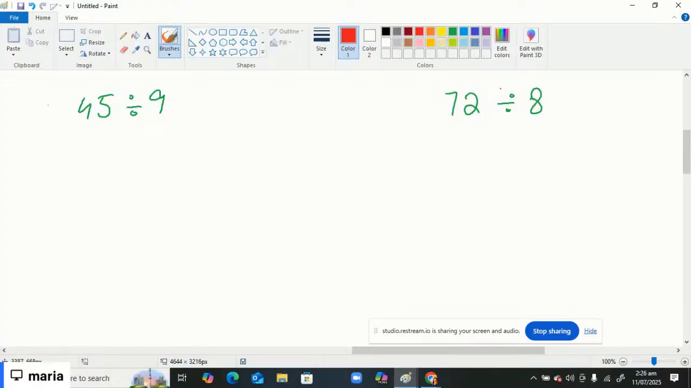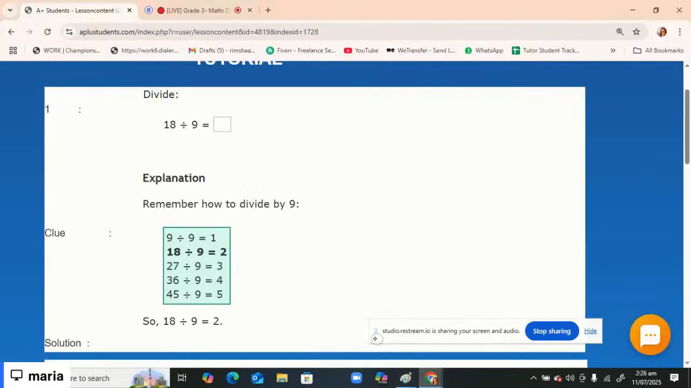Otherwise, when you do it, let's put 45 inside and 9 outside of that. So write down the table of 9. Let's put it here. Okay, now you guys solve this one and then tell me the answer.